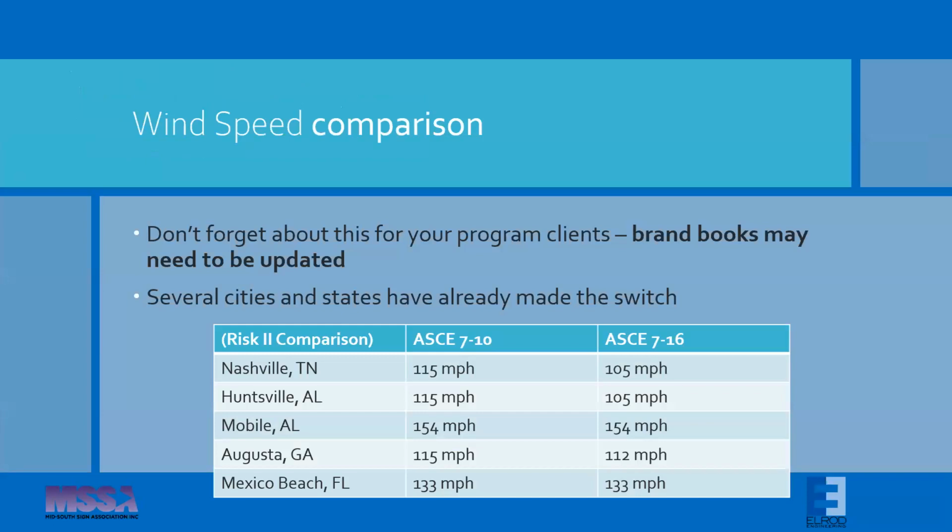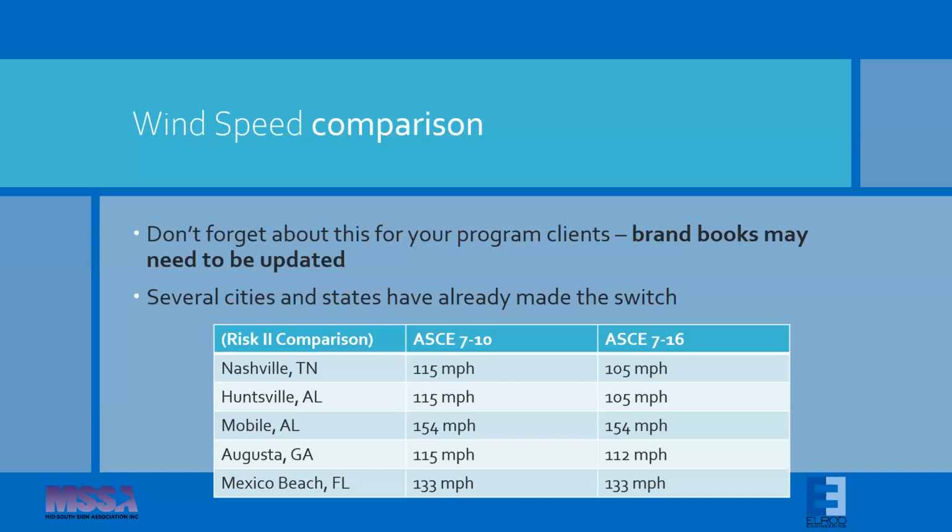This is a comparison of wind speeds, just for context, between the old design manual and the current one to show how things changed. Particularly, this is applicable to your clients who have families of signs, so that if you have a master brand book or even brand books that are being pulled from a large region, those may need to be updated. For example, in Nashville, that risk 2, so for anything attached to a building, the wind speed dropped from 115 to 105. Same for Huntsville.